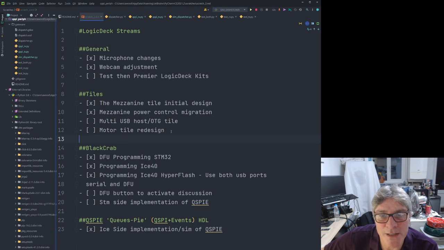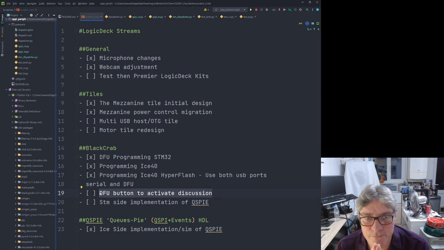The DFU button conversation, by the way, is we've got two potential USBs on the Logic Deck. One of which we could use for serial, one of which we could use for DFU, or we could have one USB that switches between the two. Because we've now got a DFU button, if we're up and running and you press that DFU button, it goes into DFU mode.